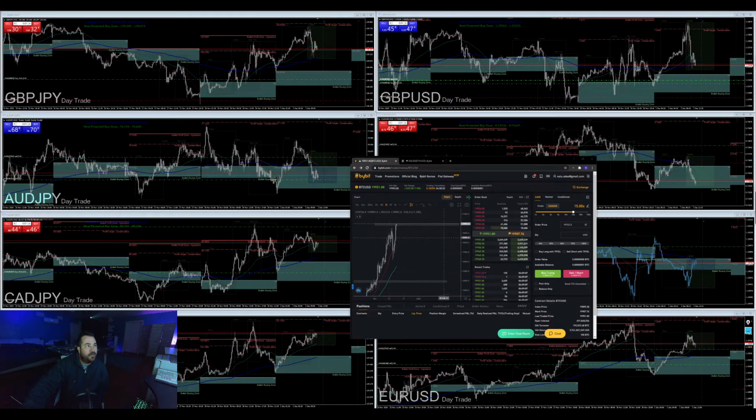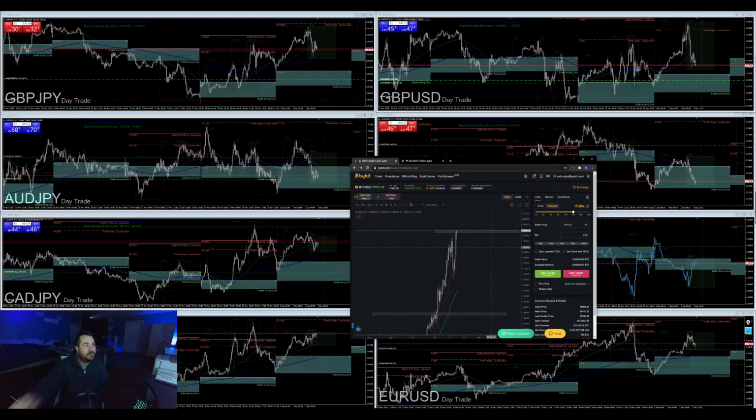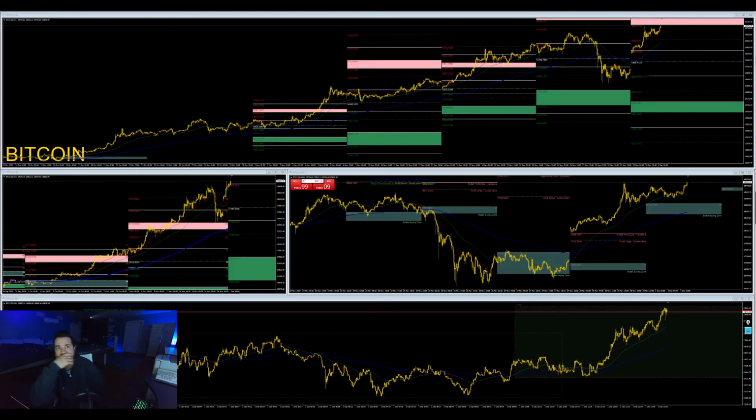Take a look here. Bitcoin is just about to hit 20,000 for the first time ever. About $35 away. One-minute chart, 15-minute chart, 1 hour chart, 4 hour chart.